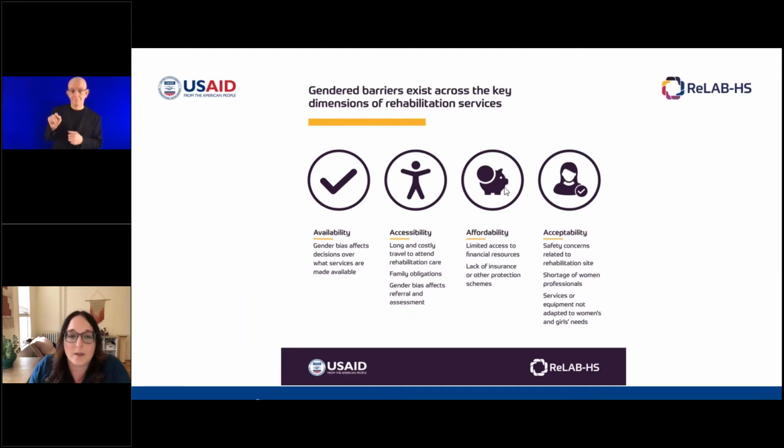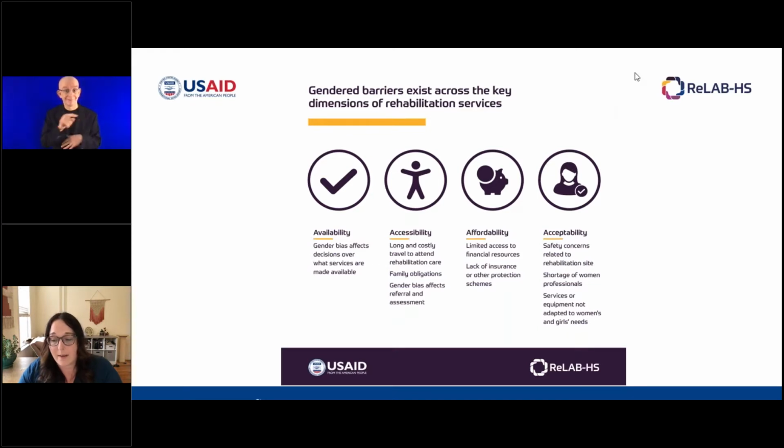So what are some of the gender barriers that exist across key dimensions of rehabilitation services? Well, we have availability, accessibility, affordability, and acceptability. So in relation to availability, we know that rehabilitation has not been prioritized in health more broadly, and that there's an overall shortage of services, particularly in low and middle income countries.